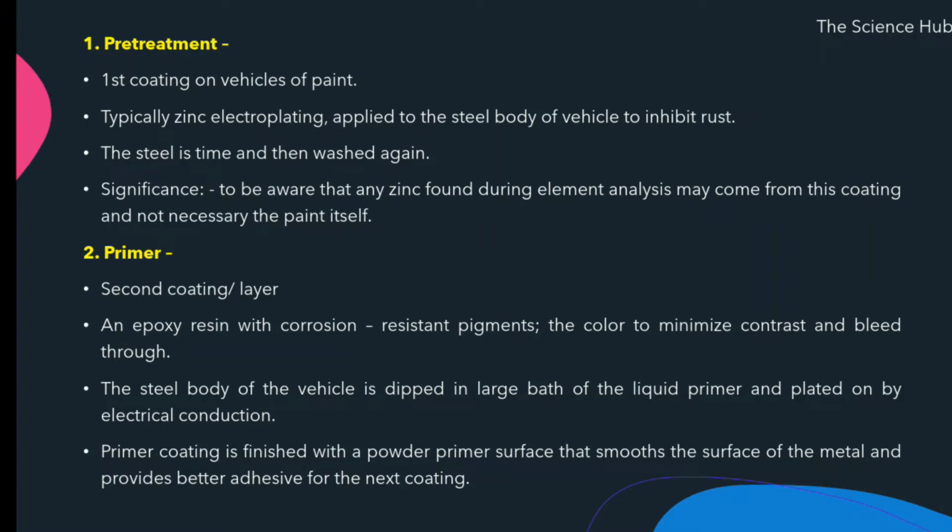Then second is the primer, that is the second coating or second layer, an epoxy resin with corrosion resistant pigments, the color chosen to minimize contrast and bleed through. The steel body of the vehicle is dipped in a large bath of liquid primer and plated by electrical conduction. The primer coating is finished with a primer surfacer that smooths the surface of the metal and provides better adhesion for the next coating.